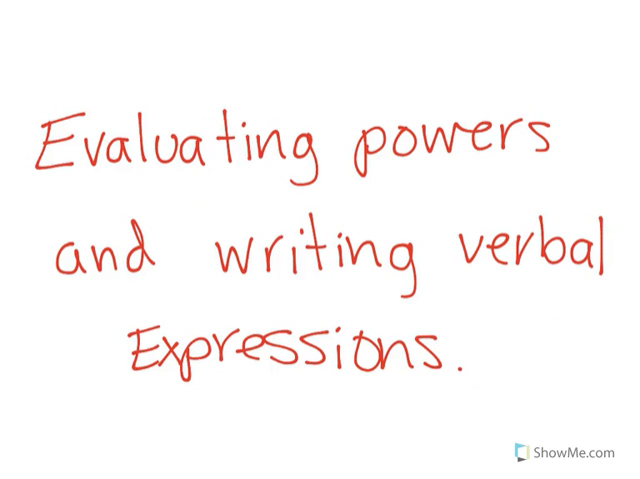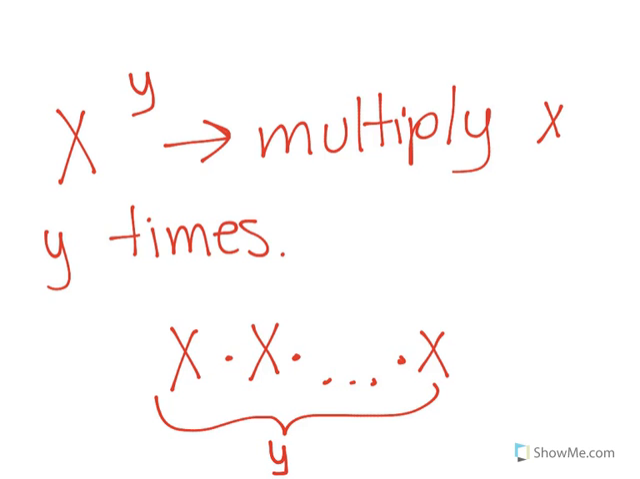Hello, so today we will learn how to evaluate powers and how to write verbal expressions. So we have x to the y. This means that you will multiply x y amount of times. So for example, here we have x times x times x times x, and here I put the ellipses because you don't exactly know how many there are going to be in the middle, because you don't know the value of y, but you know that the number of x's that you list right here will be equal to the number that is y. So let's see an example.